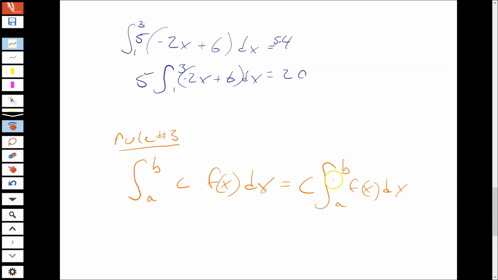Okay, so this just says that if we have this constant c, we can factor it out of our integral, just like we've always been doing since Algebra 1. Let's look at a couple of example problems about how these might look.